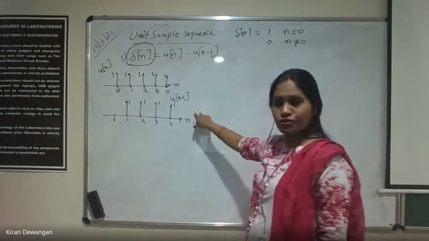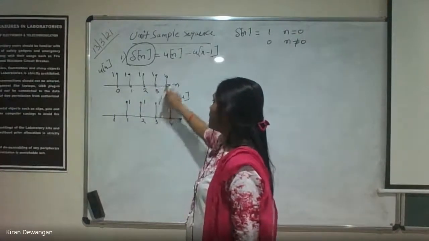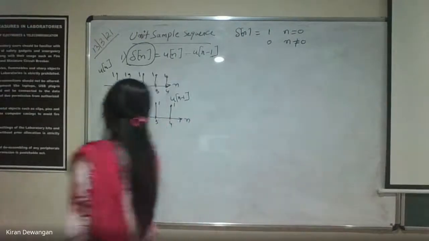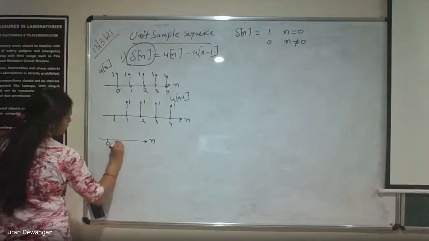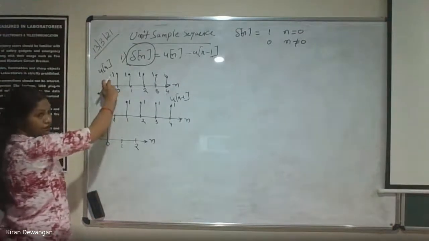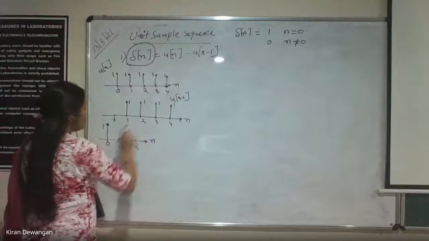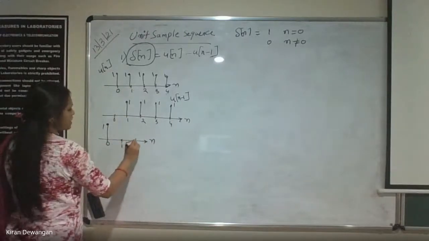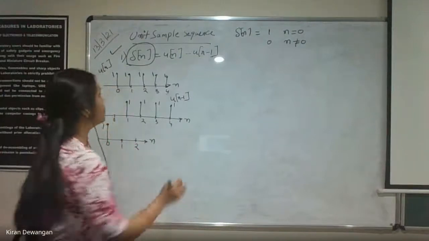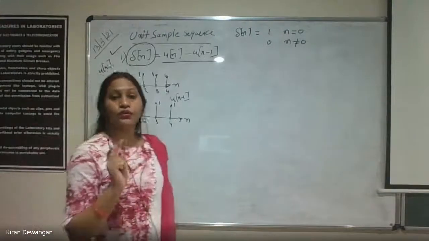So if we subtract these two, u of n minus u of n minus 1, the respective values will get subtracted, that is the values at n equals 1, 2, 3 and 4. What is left is the value at n equals 0, because u of n has a value at n equals 0, but u of n minus 1 does not. So 1 minus 0 is just 1, and the rest of the values cancel out, becoming 0. So we can write del of n is equal to u of n minus u of n minus 1. Clear? That is the first property of the unit sample sequence.